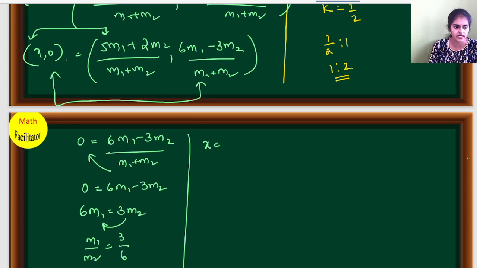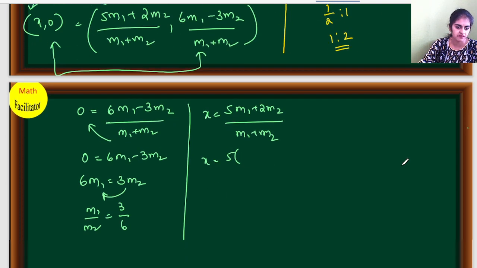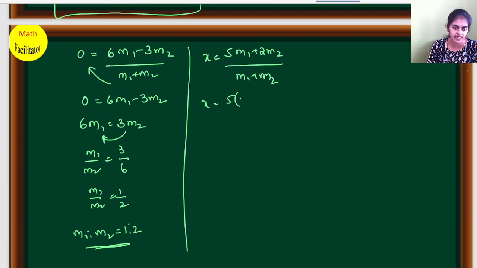So x coordinate equate చేయండి, x to x. So x is 5m1 plus 2m2 whole divided by m1 plus m2. m1 plus m2 ఎంత వచ్చింది రేషియో? ఇది 1 is to 2 వచ్చింది కదా. సో ఇది 3 వస్తుంది. సో 5 ఇంటూ m1, ఇది ఇప్పుడు ఎలా తీసుకోవచ్చు అంటే m1 by m2 plus 2 divided by m1 by m2 plus 1. అర్థమైందా ఏం చేసామో? We have just divided, we have taken this common.